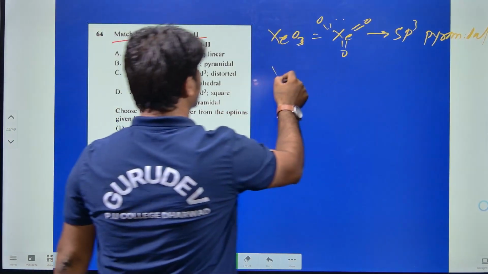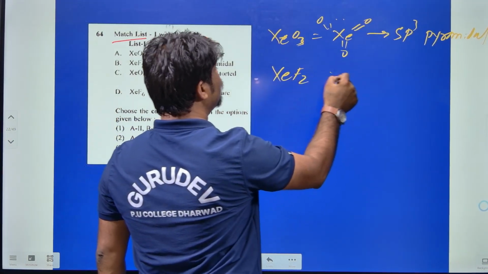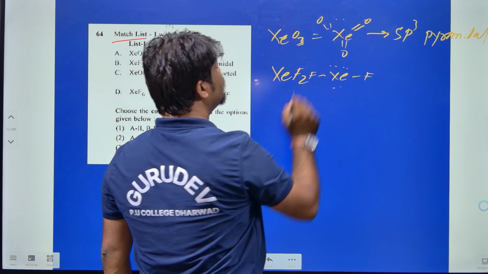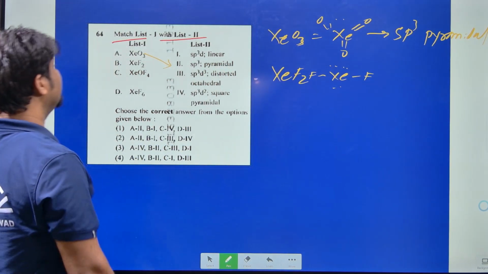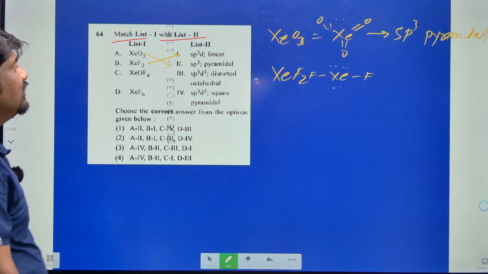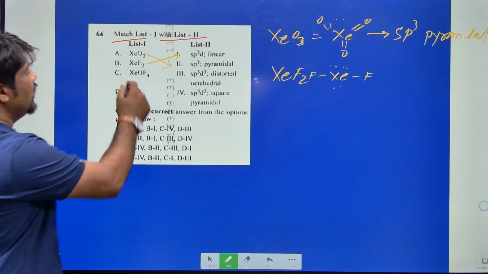Then XeF2. In XeF2, xenon is linearly bonded with 2 fluorine atoms, along with lone pairs of electrons. Hence, it has a linear shape. Hence, XeF2 is sp3d and linear in geometry. Go to the next.